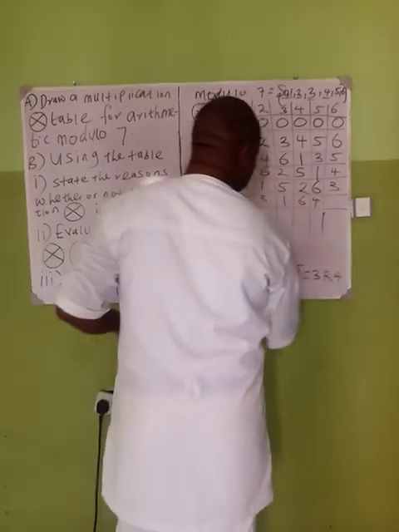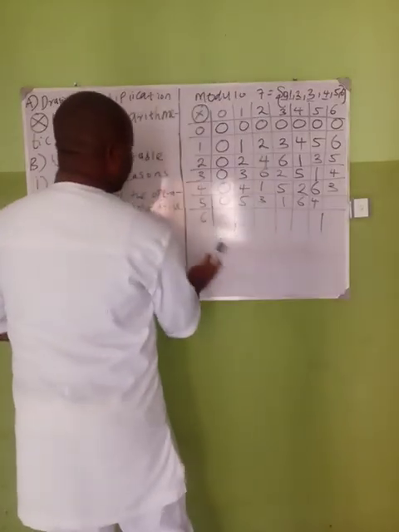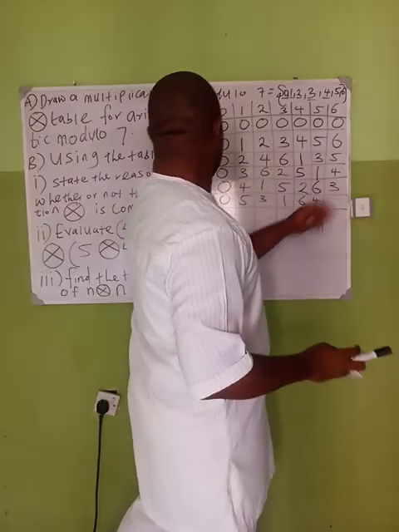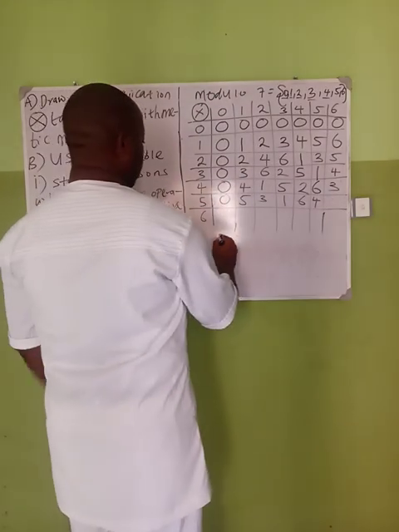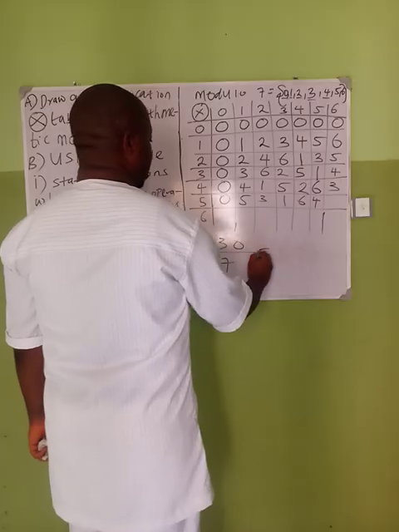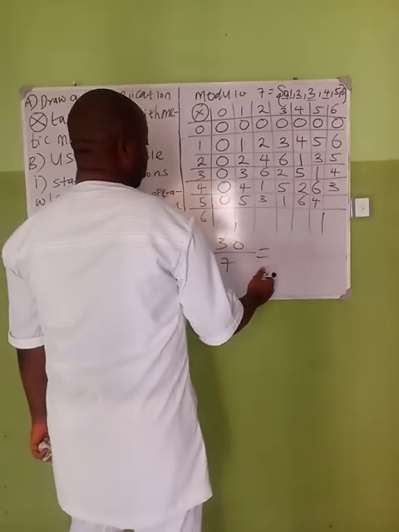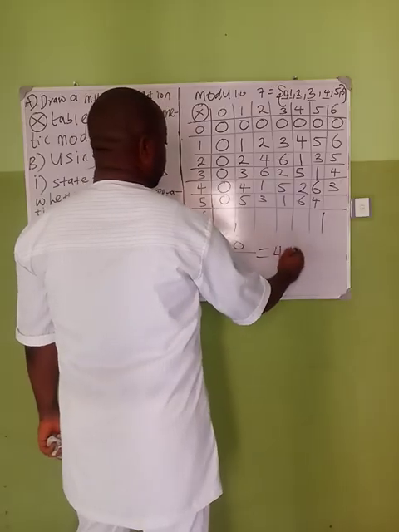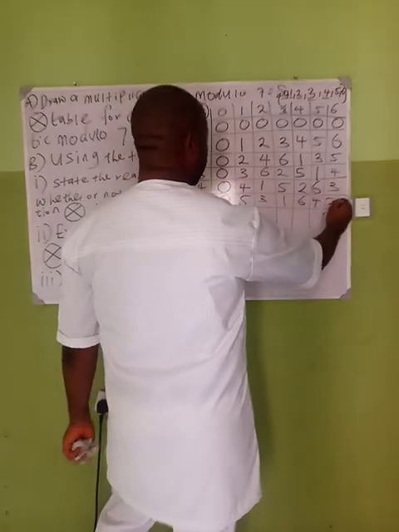Let's clean here, show that. So 5 times 5 times 6. Let's come here. So that will be 5 times 6 is 30. So 30 divided by 7, that will be 4 times 7, that's 28. So remainder 2. So we write 2 here.